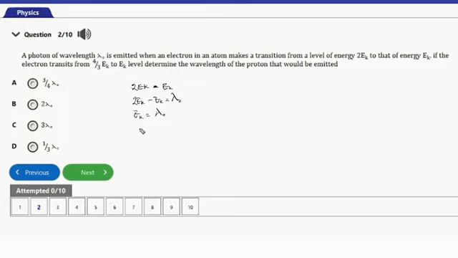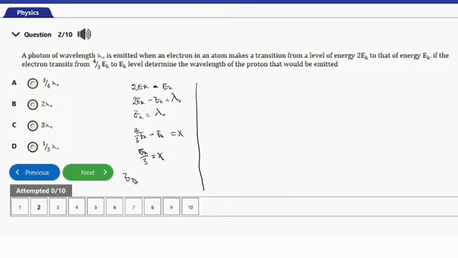But then again, it says here, if the electron transits from 4/3 Ek to Ek, determine the wavelength of the photon that will be emitted. So let's call that wavelength X. So in this case, 4/3 Ek minus Ek is equal to X. So if we subtract Ek from 4/3 Ek, we are going to have Ek over 3. So in this case, Ek over 3 is equal to X.